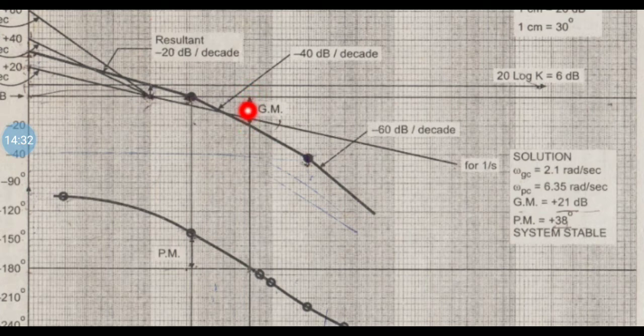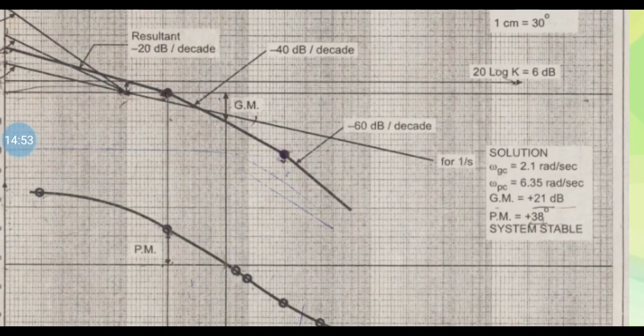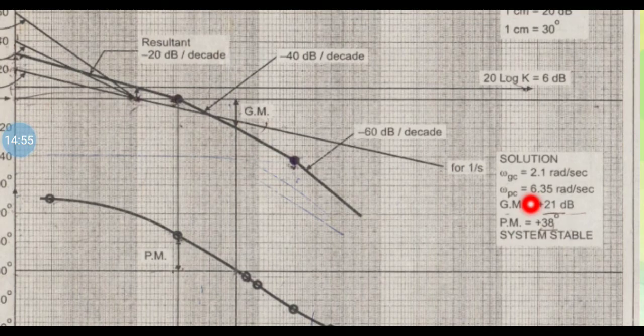Then whatever is the difference between the 0 dB line and the resultant magnitude plot, that is the gain margin. So this is the resultant magnitude plot, and this much is the gain margin. Find that. I think 1 centimeter is 20 somewhere. So the gain margin is 21 decibels.